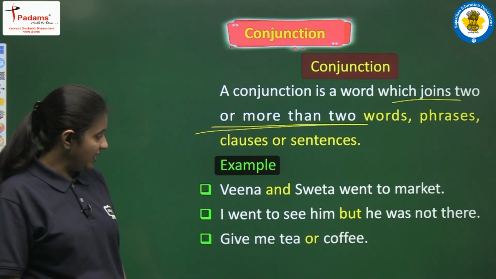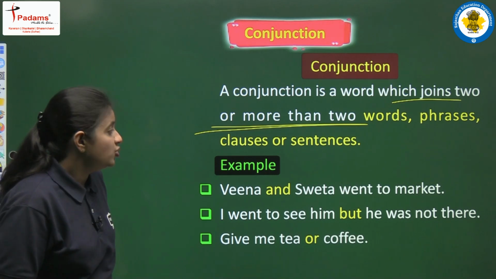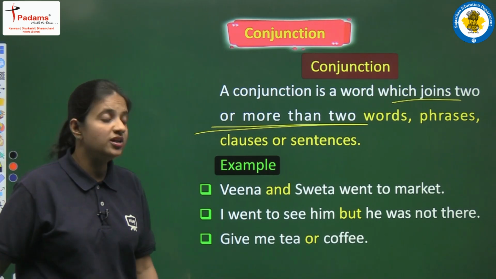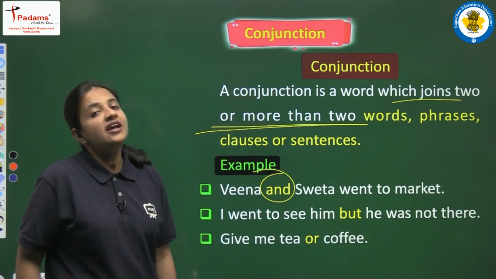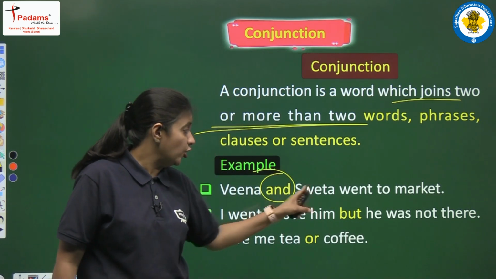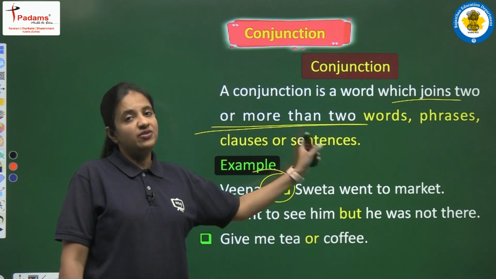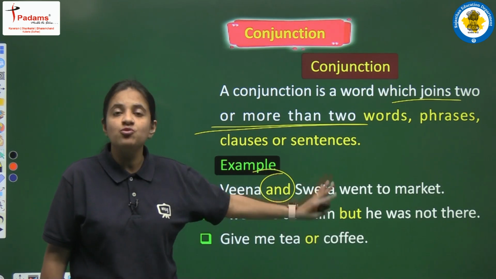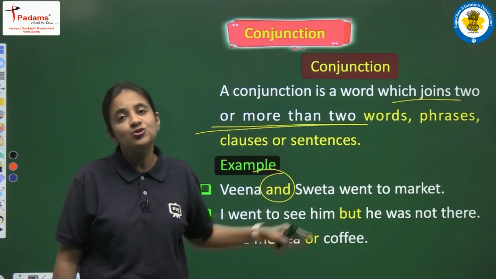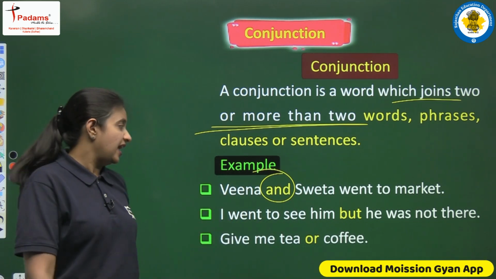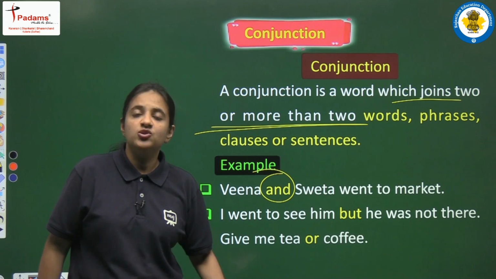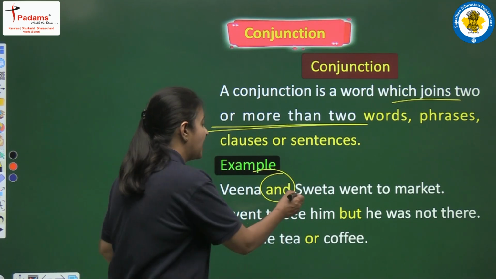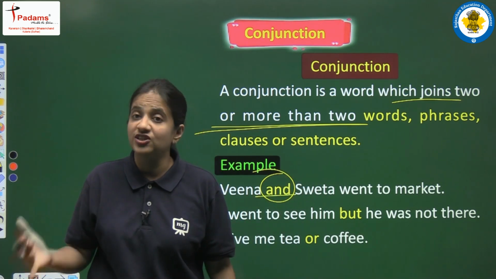The first example we have here: Veena and Shweta went to market. Here we can see that we have and in the sentence, and with the help of and we are joining these two names, these two nouns, we can say these two subjects, and we are saying that Veena and Shweta went to market. So in this sentence, and is the example of conjunction.